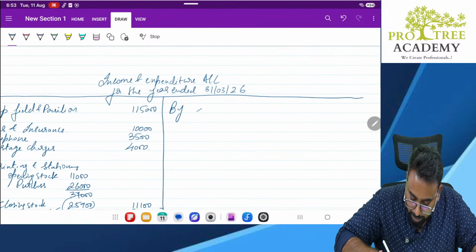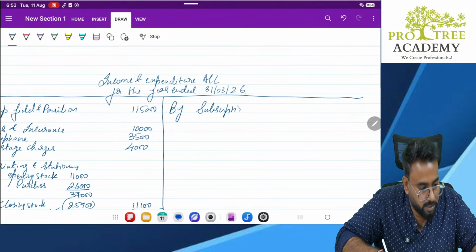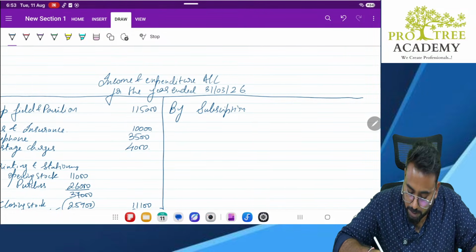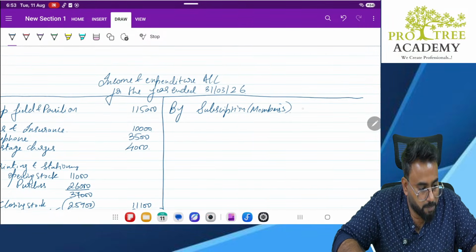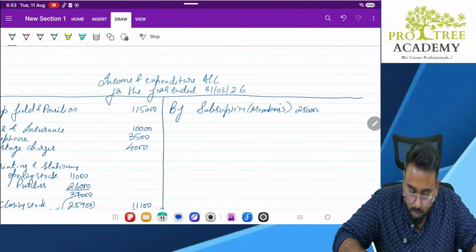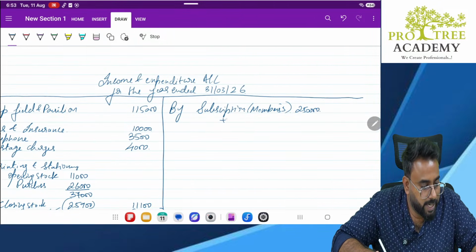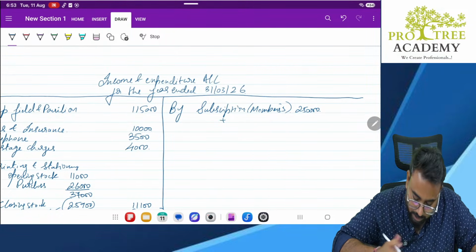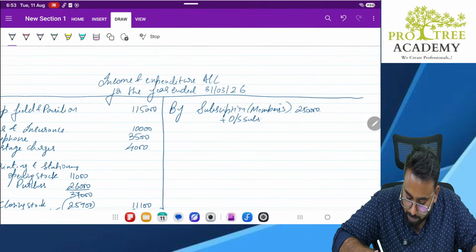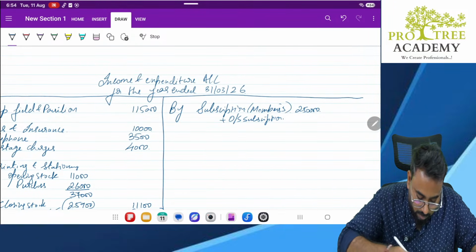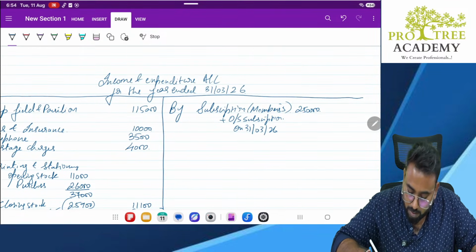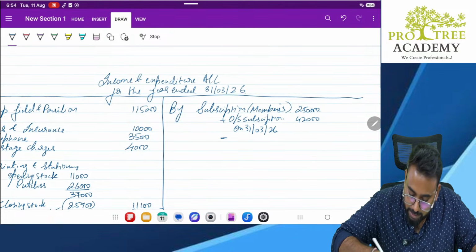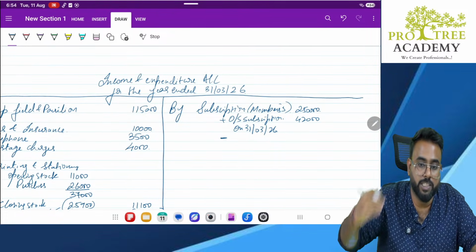Now our income by subscriptions. Member subscription. How much is the subscription? 2,50,000. Plus, is there any outstanding subscription receivable? Yes. Outstanding subscription on 31st March 26. How much? 42,000. Minus, there is opening subscription receivable also.